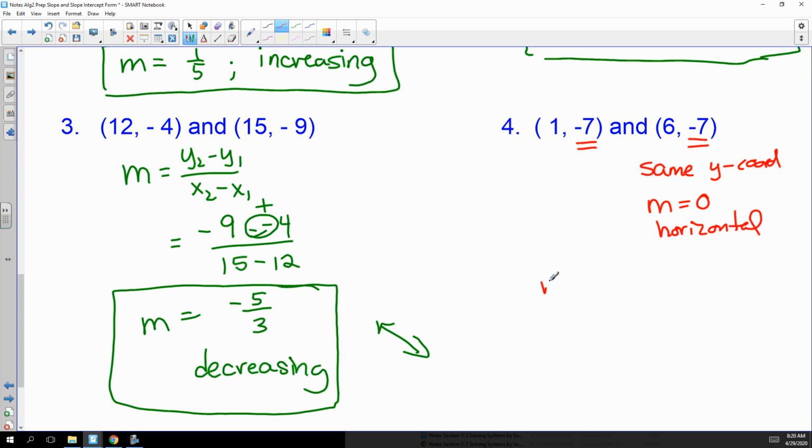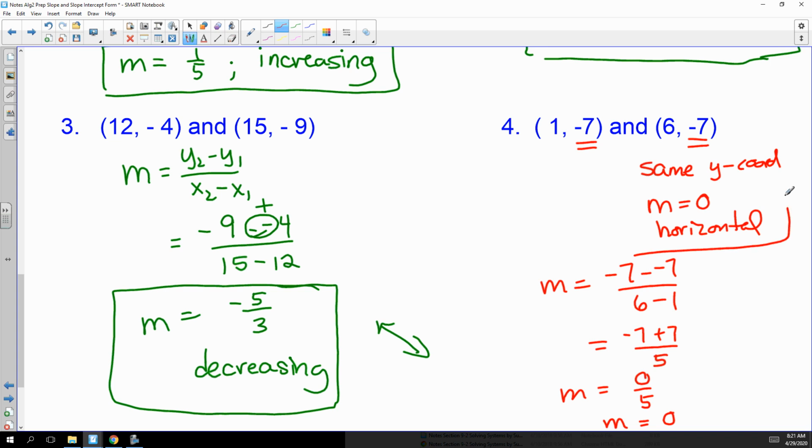Of course, you can still work it out if you want to. Negative 7 minus negative 7 over 6 minus 1. It's just not necessary. Try to use your deductive reasoning a little bit and logic it all out. 0 divided by 5 gives you a slope of 0, which means it's a horizontal line. Okay? But you can save yourself the time and trouble of doing the work.